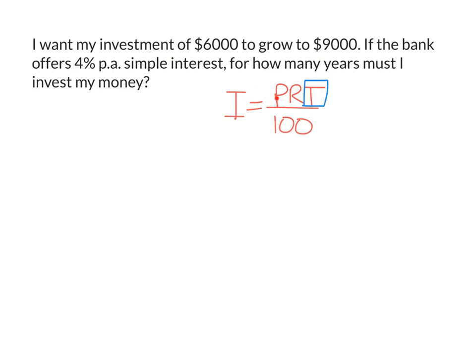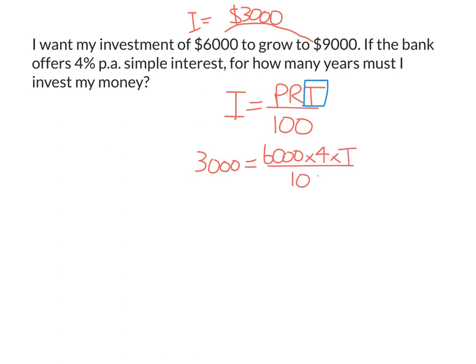So when you're asked to find P, R or T, what we're going to do is use this formula, substitute in everything I do know, and rearrange to find what I don't know. If I want my investment to grow from $6,000 to $9,000, I want to earn $3,000 in interest. I equals 3,000, so I'm going to substitute I for 3,000. Now P, the principal, is what I started with, and I was told the rate is 4% per annum. So this is the equation that I need to solve for T.